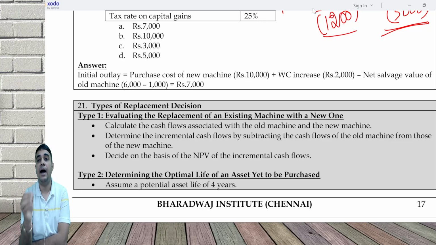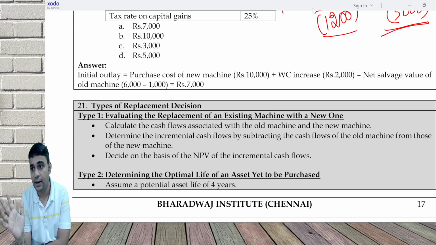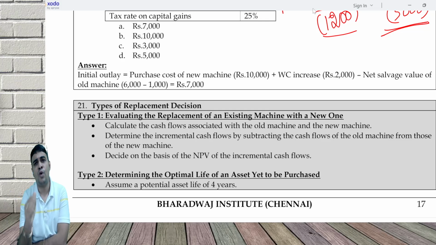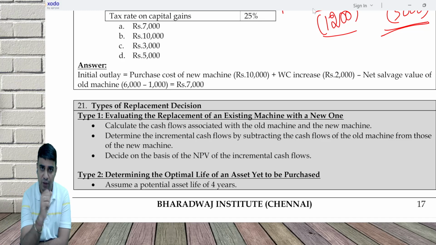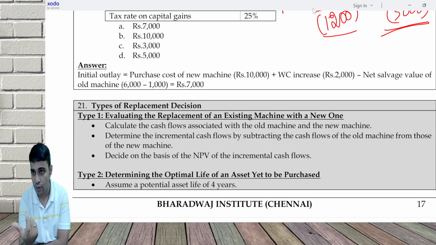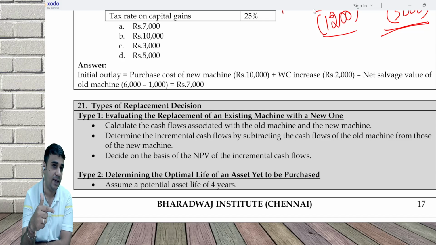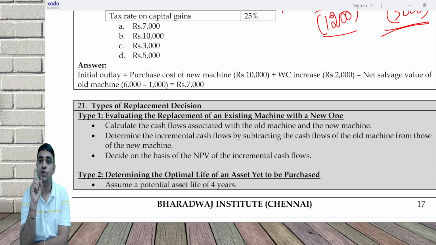Second is I'm yet to buy a machine, and the question says what is the optimal life of the machine? You're yet to even buy the machine, and the question asks for the optimal life. So what you need to do is, if you buy the machine and use it for 1 year, what is the NPV or PV of outflow, and do EAB or EAC. That is, use the machine for 1 year, 2 year, 3 year, 4 year, 5 year, whatever is the number of years.